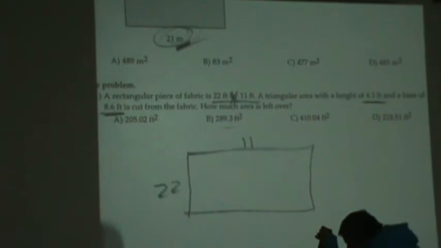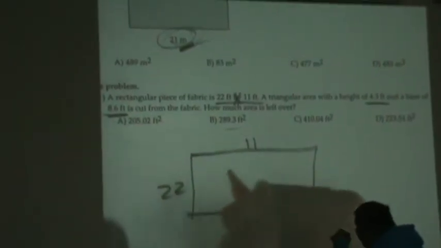A rectangular piece of fabric is 22 by 11. Okay? A triangular area with a height and a base is cut from the fabric. So how much is left over? So you have a rectangle 22 by 11, and it doesn't say where the triangle is taken out. It could be cut anywhere.